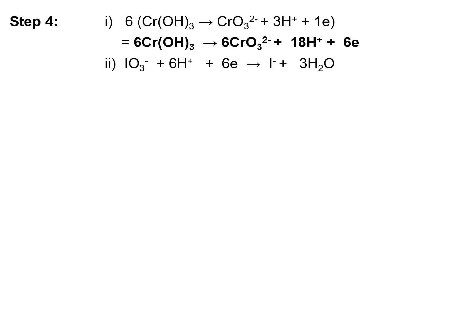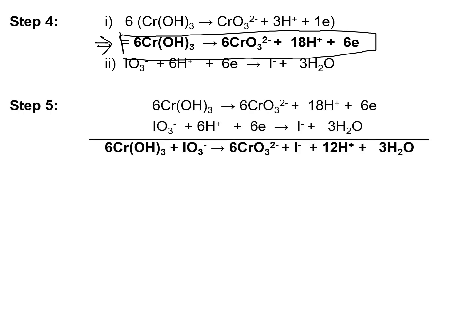Step keempat, macam biasa, you samakan bilangan elektron di equation pertama dan kedua. Equation kedua ada 6 elektron. Equation pertama ada 1 elektron. Jadi, untuk samakan bilangan elektron, equation pertama kenalah kalikan dengan 6. So, bila kali dengan 6 akan form new equation untuk equation yang pertama. Supaya you dapat gunakan dia untuk step yang kelima. Sebab step kelima, you kena addkan these two equation, kan?